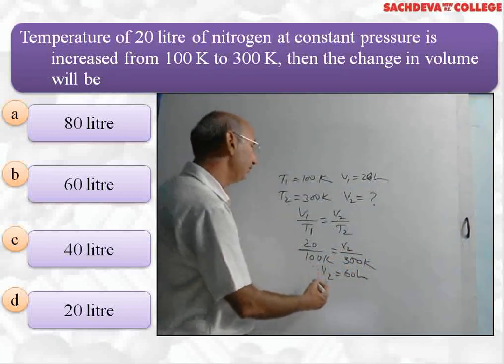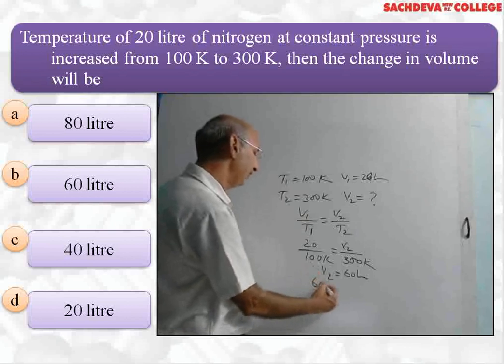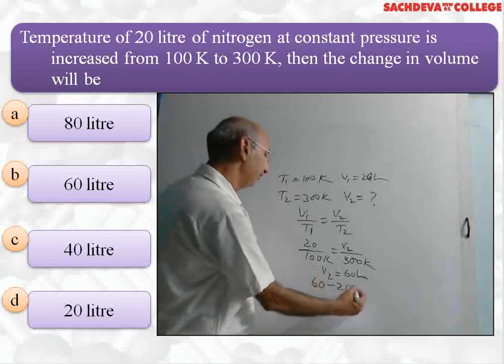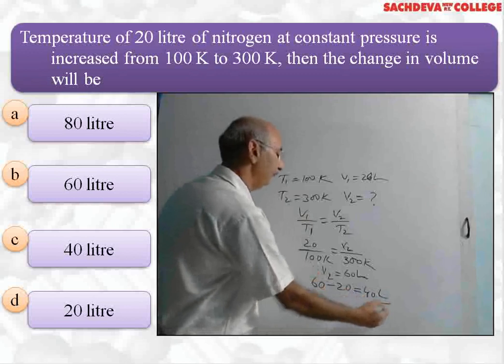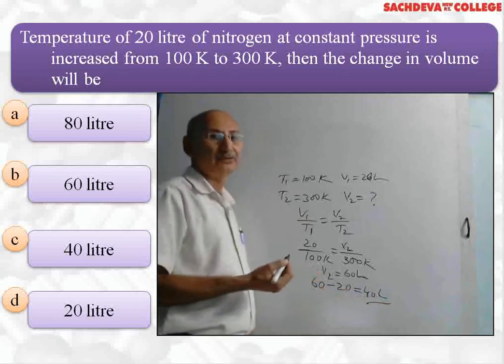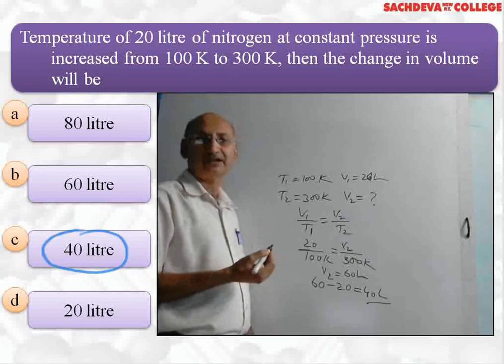Change in volume, initial volume was 20 and final volume is 60. 60 minus 20 is equal to 40 liters. So change in volume is 40 liters. C part is the correct answer.